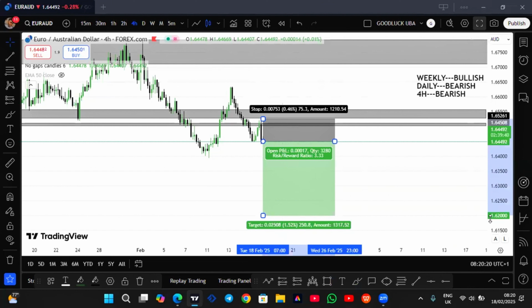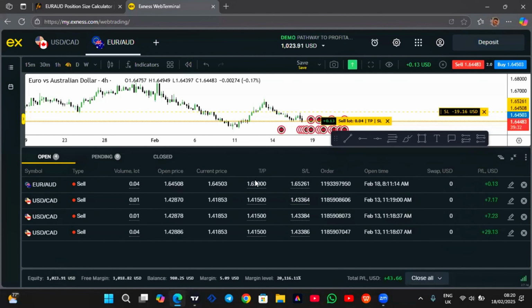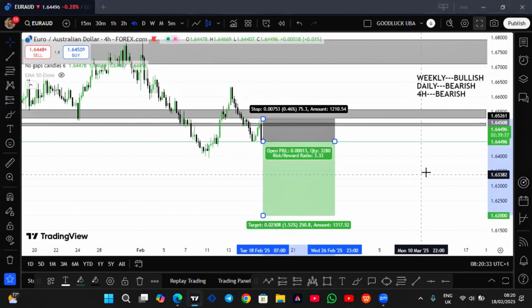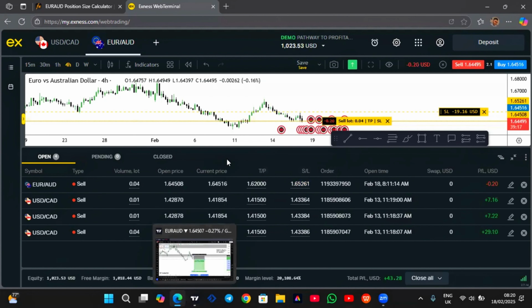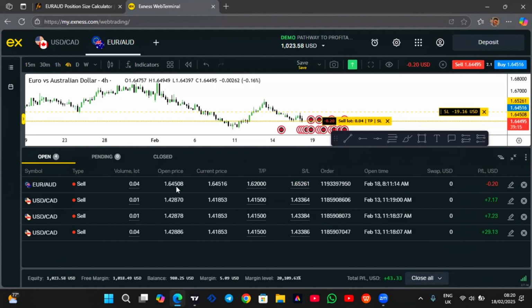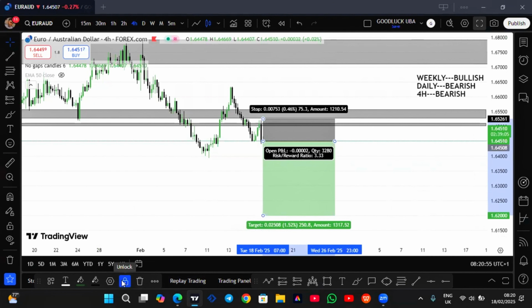You see, everything is aligning. My profit target 1.6200 here. My profit target on my broker is 1.62000. Then my stop loss is 1.65261. My stop loss here is 1.65261. Then my entry is 1.64508. My entry here is 1.64508, as you can see right here. So I'll just go ahead and click on lock.